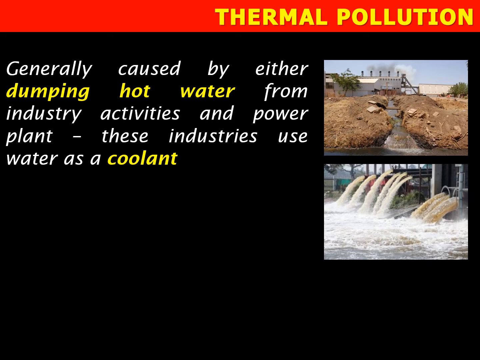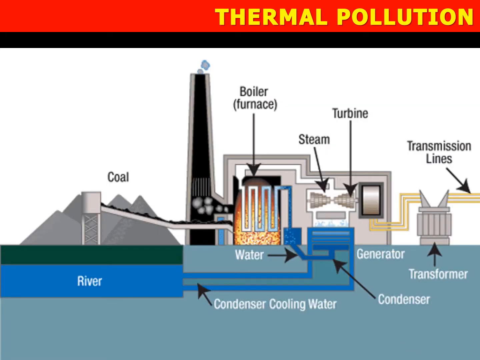Thermal pollution is generally caused by dumping hot water from industrial activities and power plants. Usually, these industries use water as a coolant for their daily operation. This is one example where industries use water from a nearby river to cool down their engines. After that, the water will be transferred back to the river.